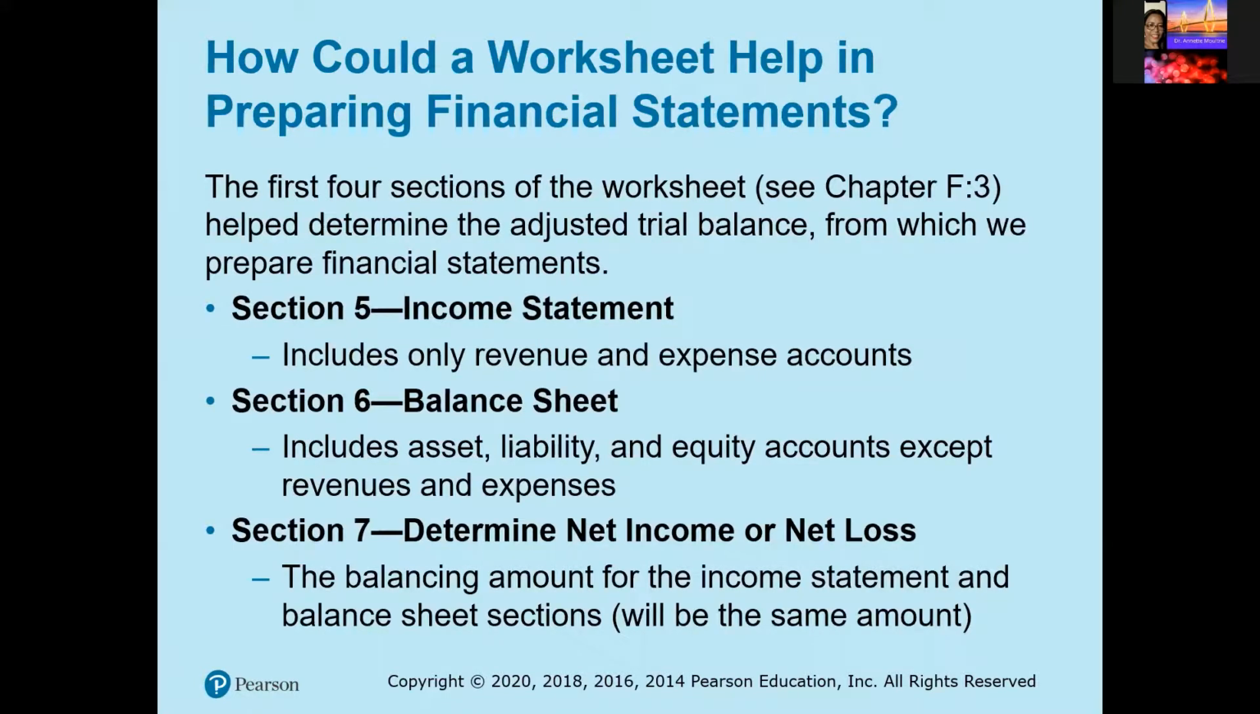So the income statement section includes only revenue and expense accounts. The revenues and expenses from the adjusted trial balance section will be transferred into the appropriate column in the income statement section. The balance sheet section includes the asset and liability accounts and all equity accounts except revenues and expenses. The balance of each of these accounts will be transferred from the adjusted trial balance section of the worksheet to the appropriate column in the balance sheet section.